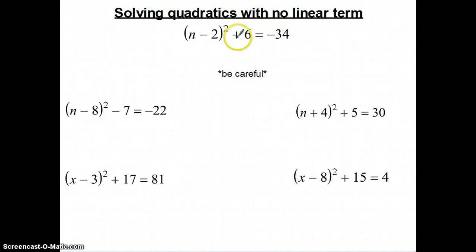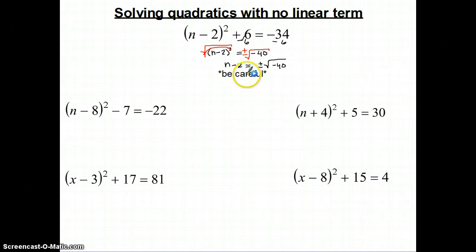I'm going to follow my steps and isolate my squared term by subtracting 6 from both sides. I then have n minus 2 all squared equals a negative 40. I now square root both sides to get rid of that exponent on the left. Don't forget your plus or minus in front of the 40. So on the left, I have n minus 2, and that equals positive or negative square root of negative 40.